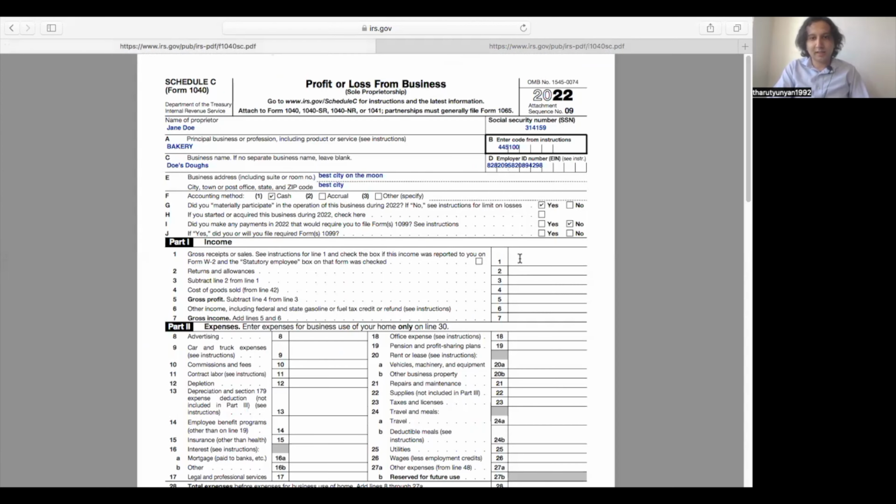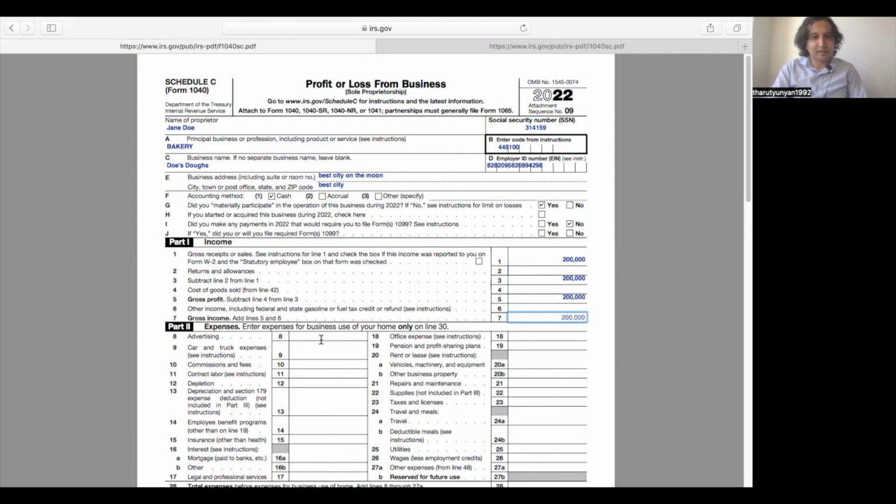So in our case, let's say the gross income was $200,000. Now, returns and allowances. I don't want to go to the instructions every time. Returns and allowances are not that important, so we'll just put 0. So we still have $200,000. The gross profit will be $200,000, and then the gross income will be $200,000.